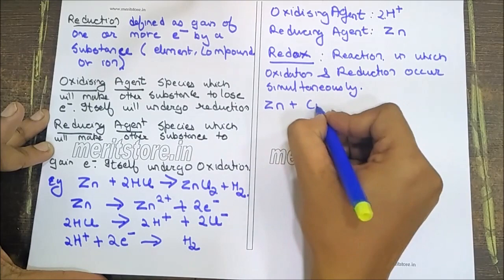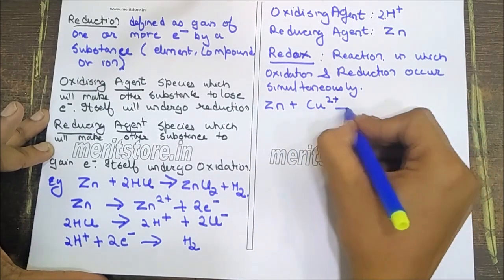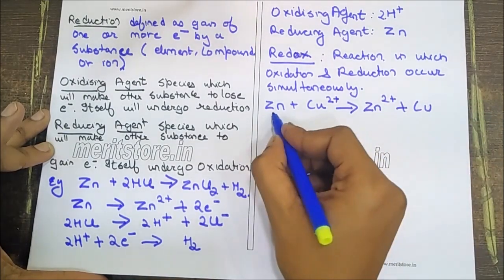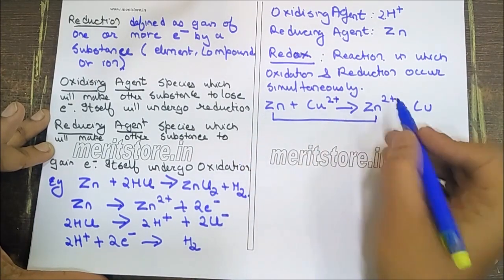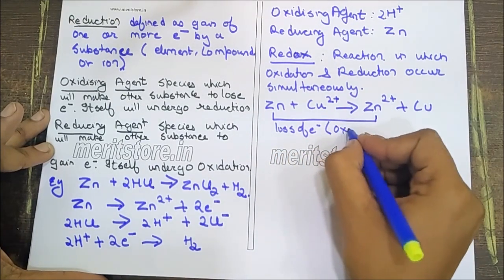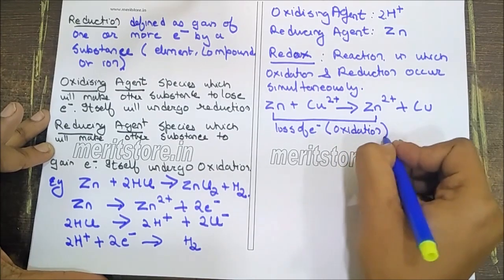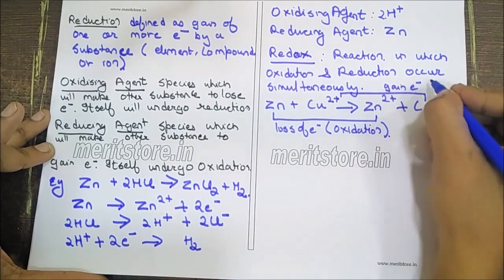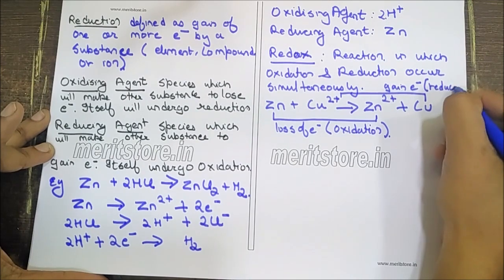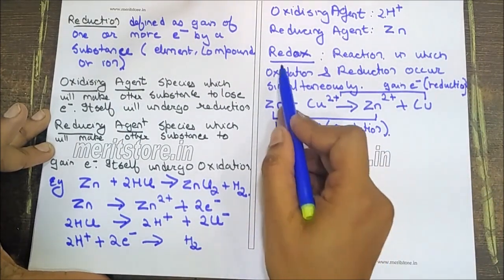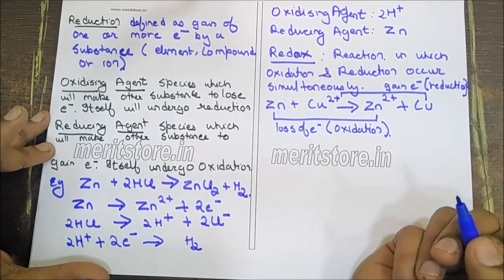If we want to understand this with the help of an example, Zn plus Cu2+ forming Zn2+ plus Cu. So look at zinc. Zinc has lost electrons. So there is loss of electrons, which means it has undergone oxidation. Cu, on the other hand, has gained electrons, which means reduction is happening. So oxidation and reduction are happening simultaneously in the same reaction. So this reaction would be classified as a redox reaction.